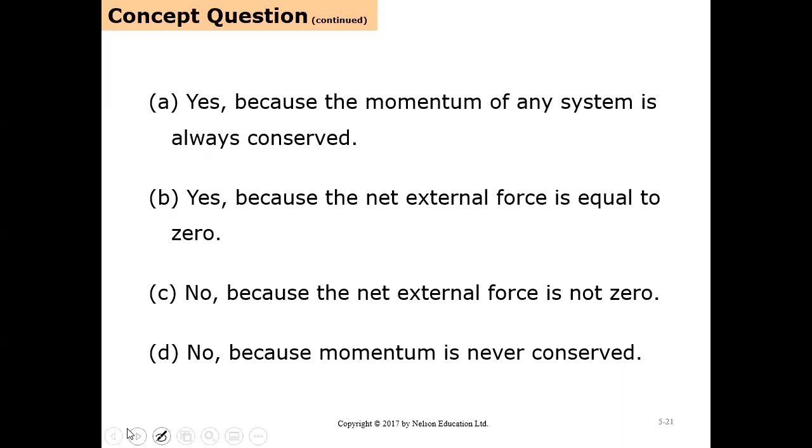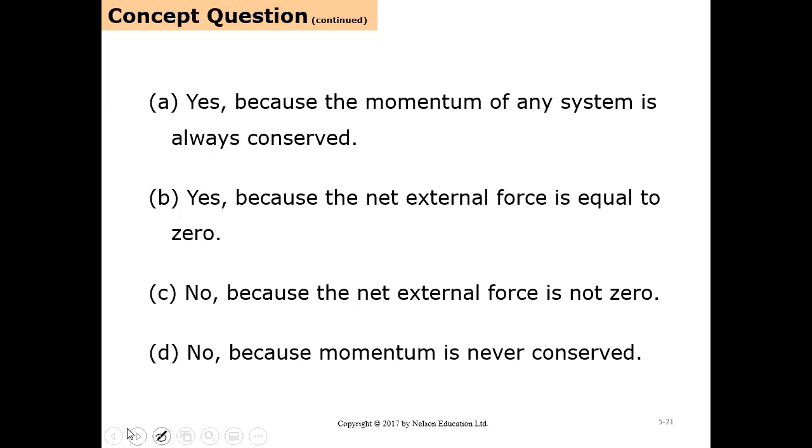So A is out. No, nobody said it is always conserved, right? Only when certain conditions are met. So A is out. B, yes, because the net external force is equal to zero. If that is true, then the answer is yes. But do you think the net external force is equal to zero? I don't think so. I will explain that.